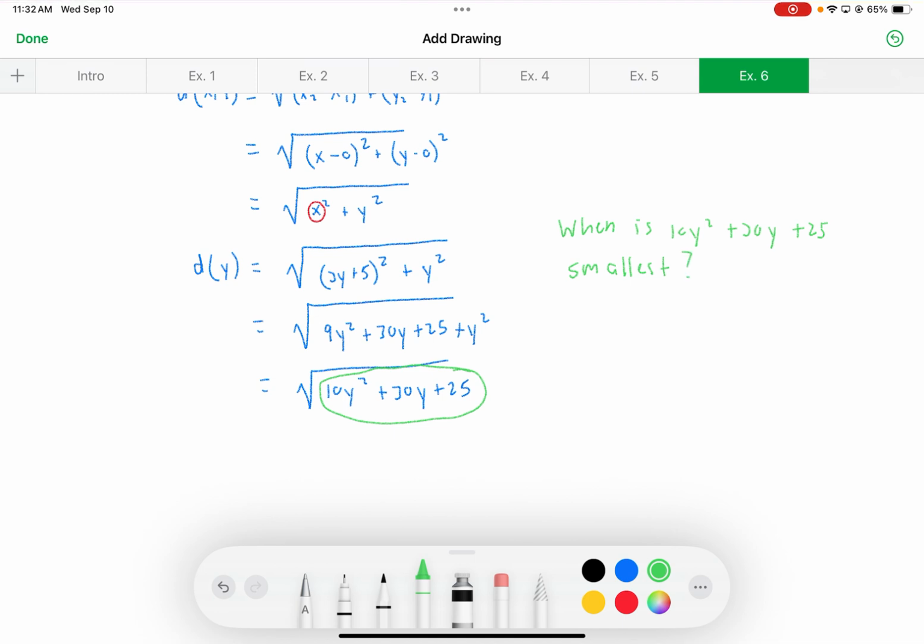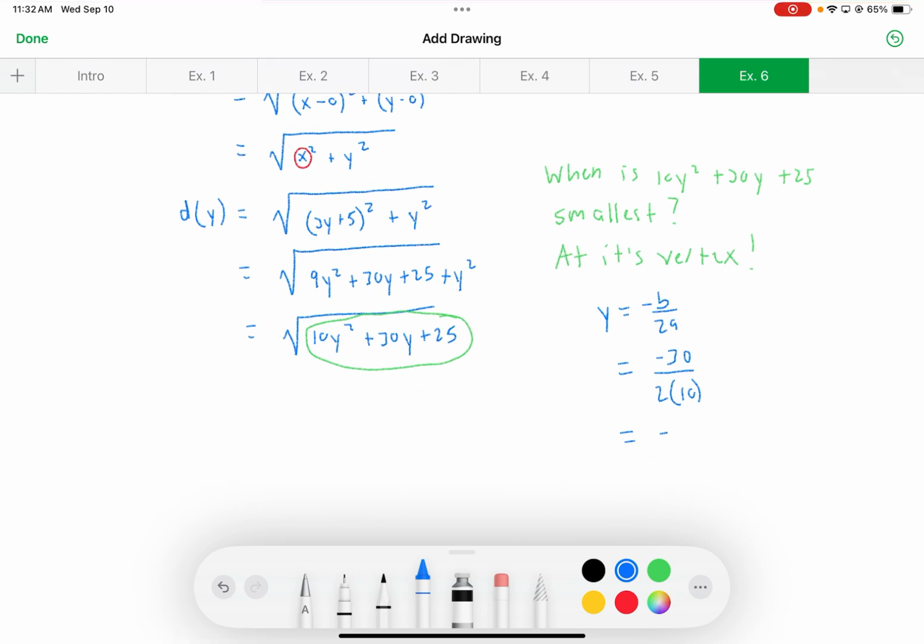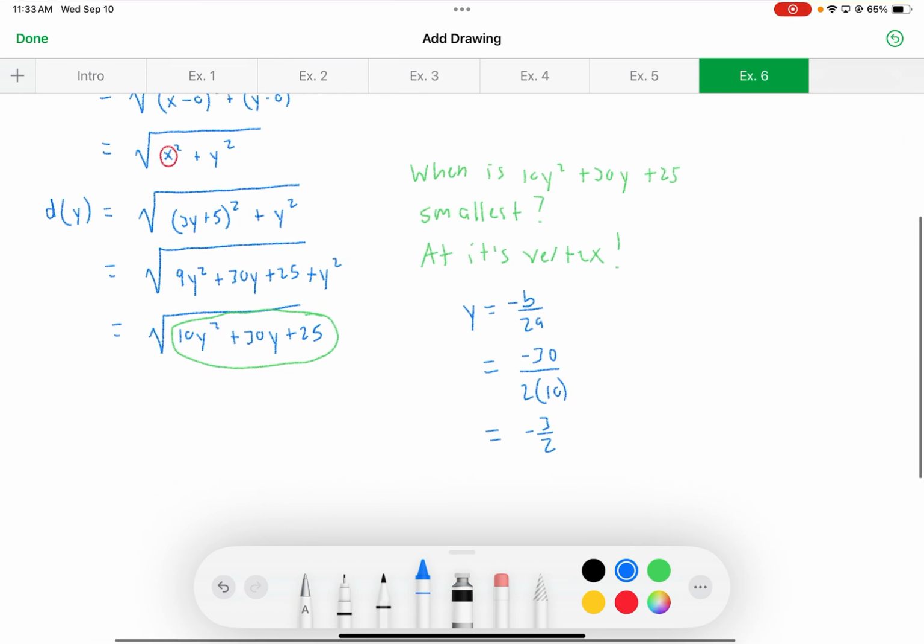Well, that's a quadratic expression, right? And it opens upward if we were to graph the parabola associated with it, right? Okay, so where would we be smallest at? At its vertex, right? At its vertex. Okay, so we're going to get that vertex with y equals negative b over 2a. That would be negative 30 over 2 times 10. That's negative 3 halves. So the y-coordinate of this point is negative 3 halves.